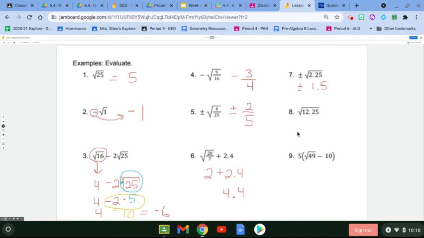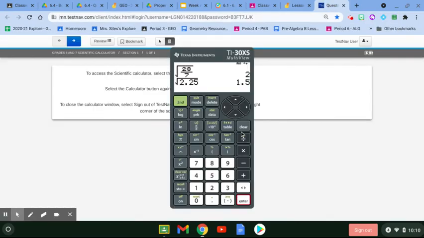Okay, for this one, we want the positive root of 12.25. So again, we just want a positive answer, so we don't need to worry about a sign for writing something down. You don't have to write a positive sign down. So we're going to type in the square root of 12.25. So we're going to get positive 3.5.